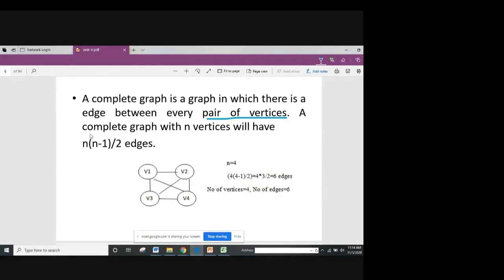So a complete graph will have n into n minus 1 by 2 edges, where n is the number of vertices. So if your n is 4, then you can calculate with this formula. You are getting 6 edges. As I told you, 1, 2, 3, 4, 5, 6 edges.